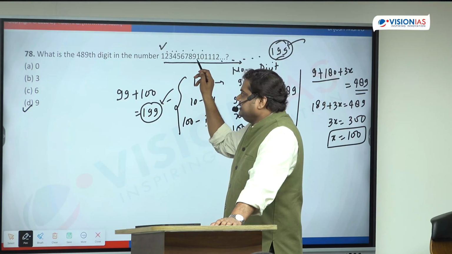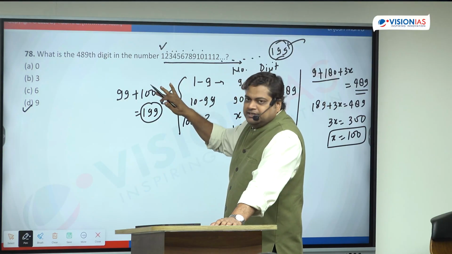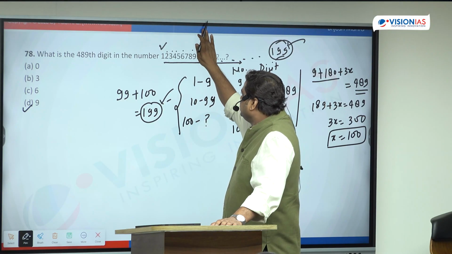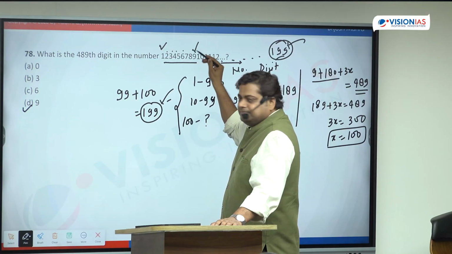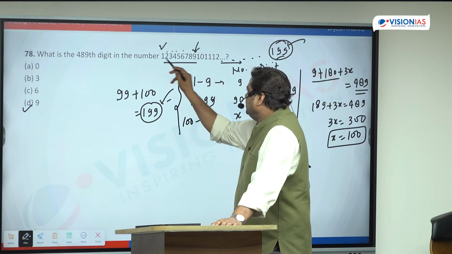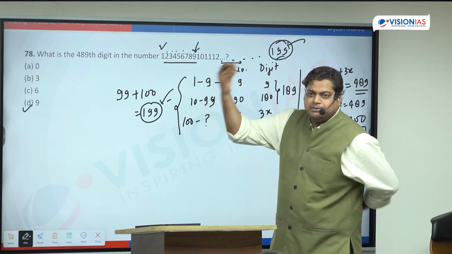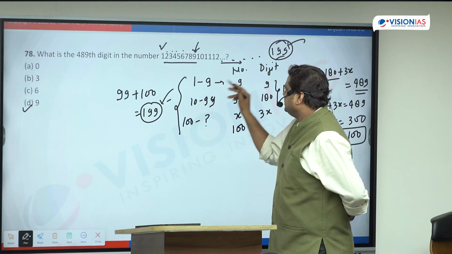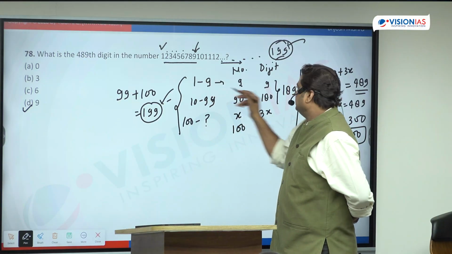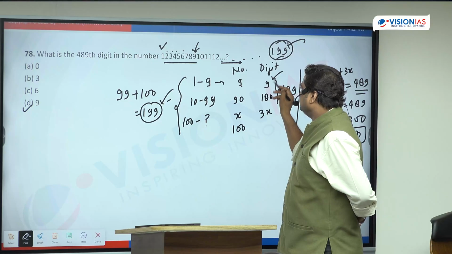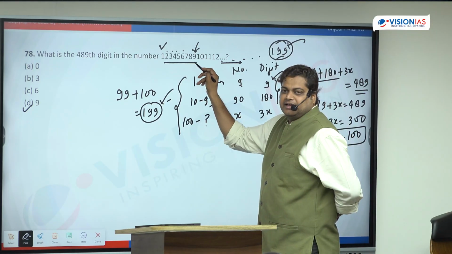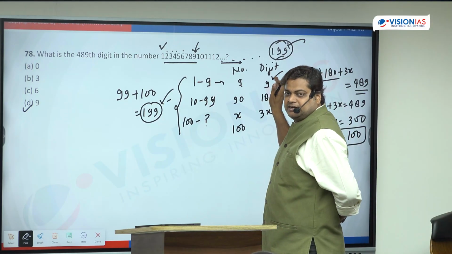Suppose the number is written till 9. So what is the 9th digit in that number? How can we get that? All the single digit numbers are written to form a number. How many single digit numbers are there? 9. How many digits are there? 9. So the last digit is what? 9.